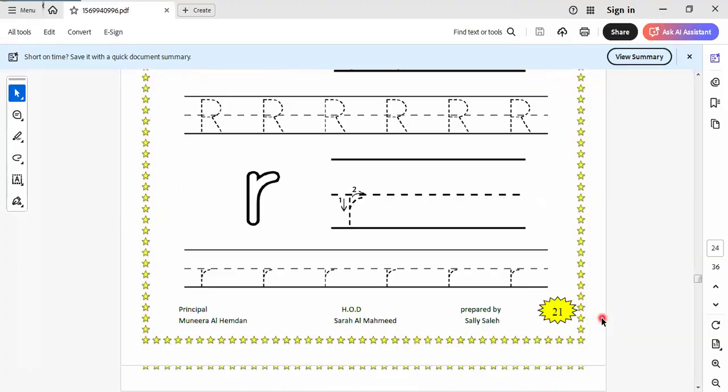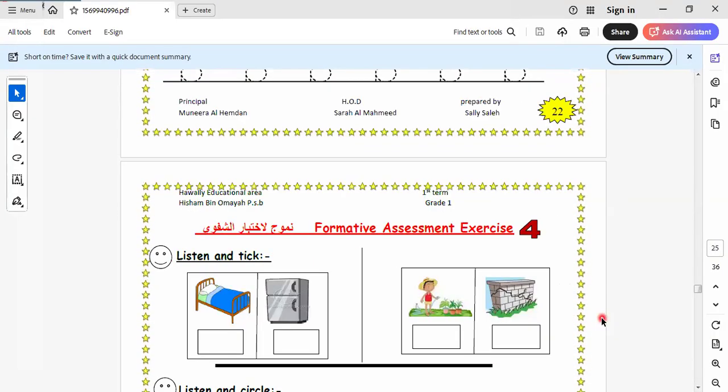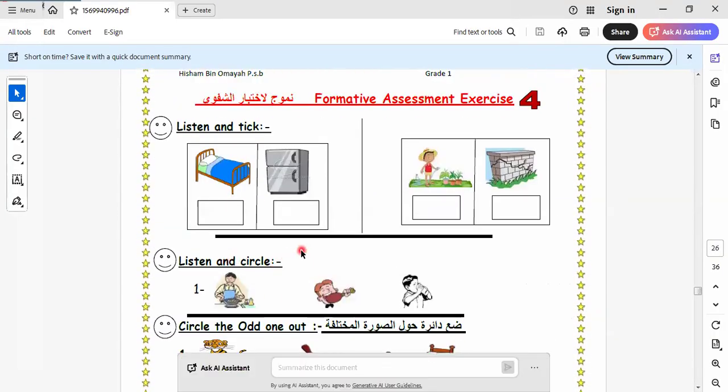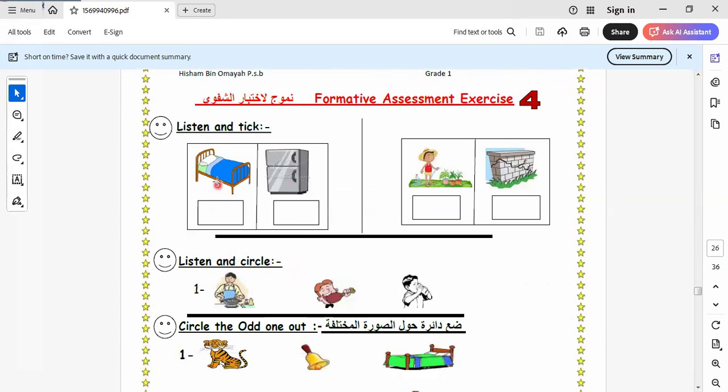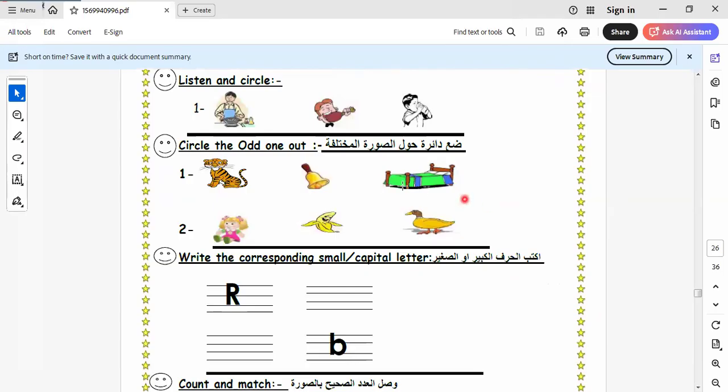Let's go to another exercise here. When I say fridge, this one. When I say bed, this one. When I say garden, or watering or plant, this one. When I say wall, this one. Let's go to another one here.